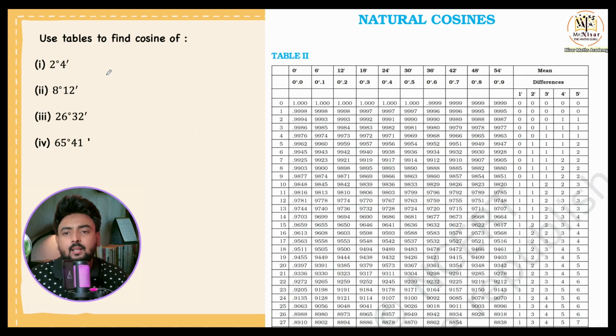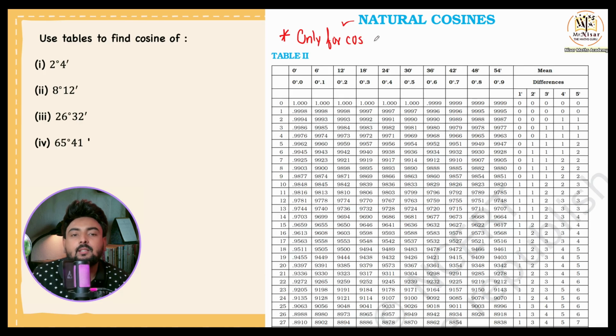Now children, the second, we have to find the cos value for 2 degree 4 minutes. Now see, when you open your log table, you will find there natural cosines. You will be going, and just for the cos values you are going to see that table. Now, a very important point I am giving you children, that you have to mention in your book. See, for sine we added the mean difference. But only for cos, subtract mean difference. This is something very important.